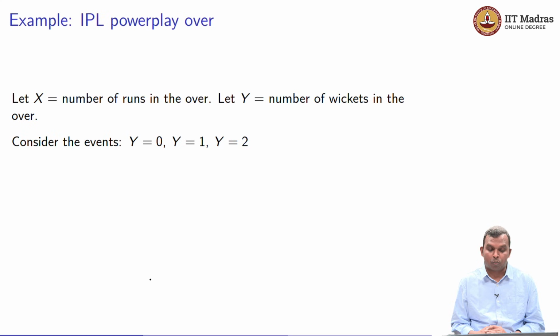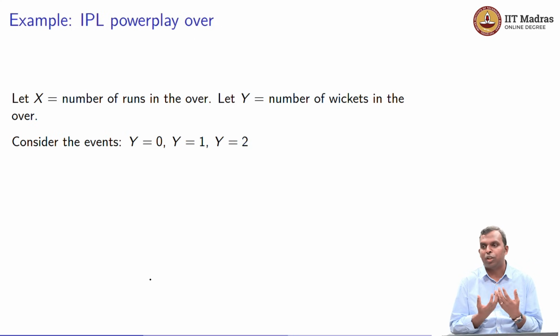So here are two random variables that I've defined in this 1 over of the IPL power play. The first random variable I'll call x. This is the number of runs scored in the over, the total number of runs scored in all the deliveries that were part of the over. Then you can have the random variable y, which is the number of wickets that fell in the over. So once again, notice there are two different random variables. X is the number of runs in the over, y is the number of wickets in the over.